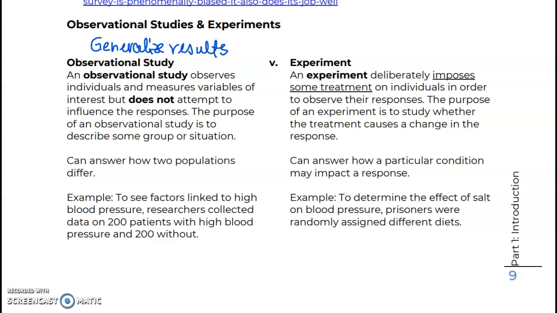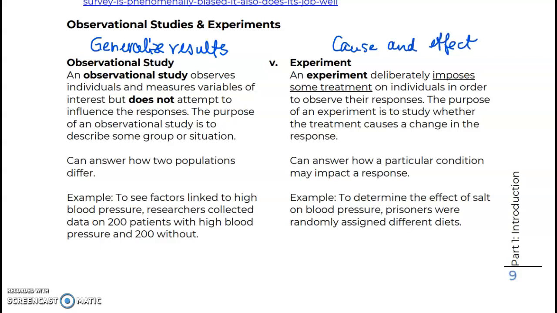In an experiment, on the other hand, we're deliberately imposing some treatment in order to observe the response. The purpose of an experiment is to study whether the treatment causes a change in the response. So if we have a carefully designed experiment with random assignment, then we can actually show that there is a cause and effect.